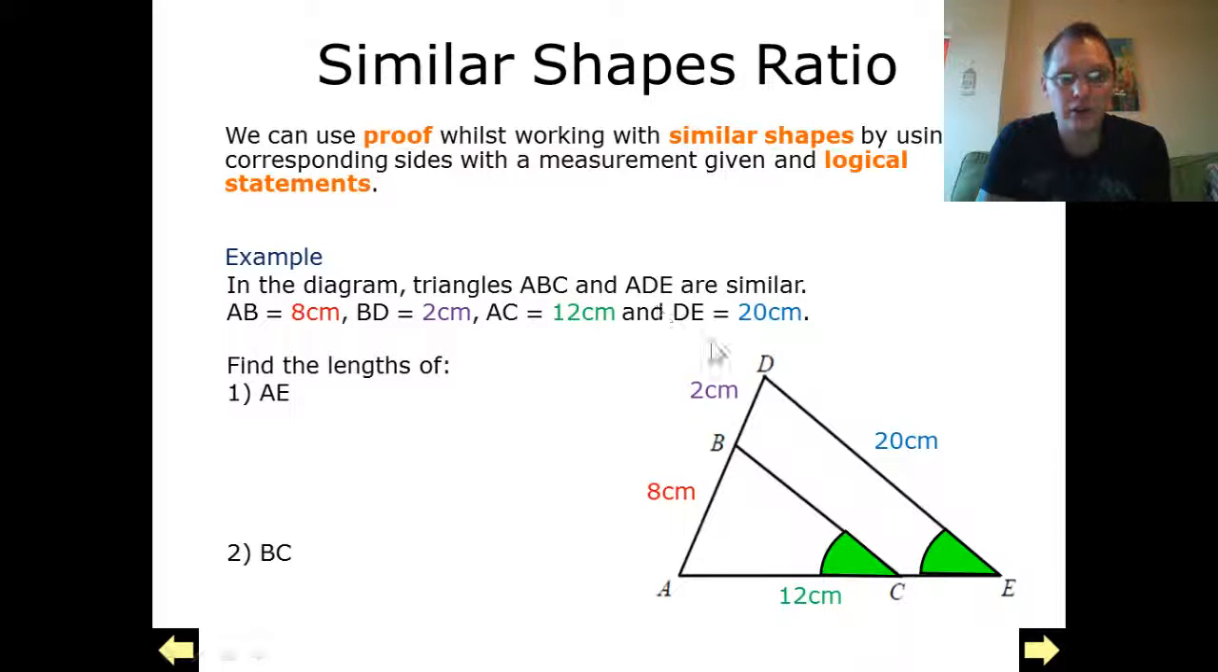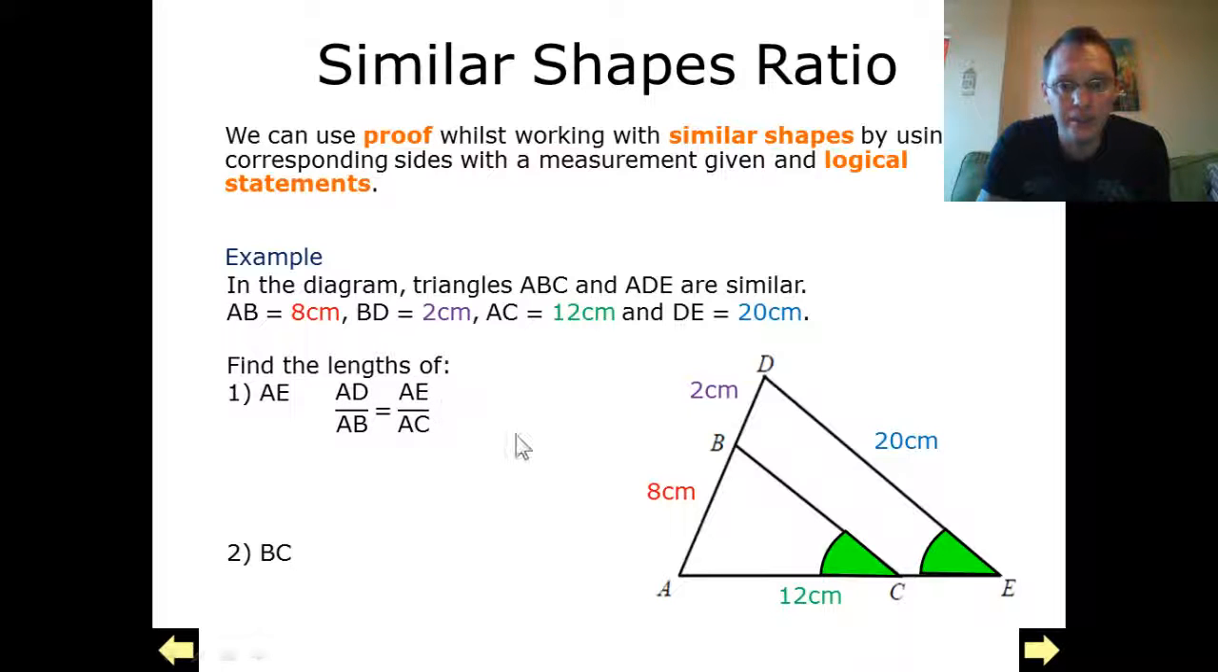Here we've got a diagram, a triangle A, B, C, and a triangle A, D, E on the outside of this. We've been given some lengths, and we've been given two things to find. We've been asked to find what length AE is, and what the length of BC is. So using the information given and using our ratios, we can actually calculate this.